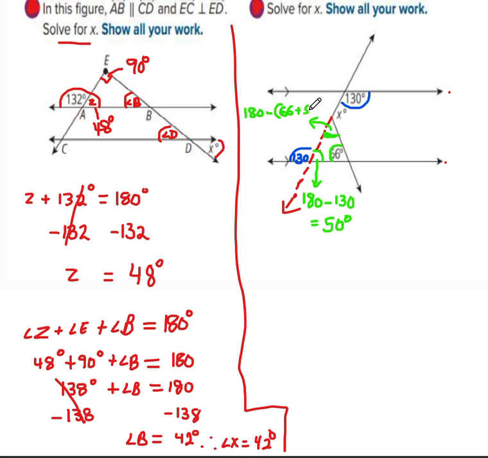Alright, so let's see what this gives us now. 180, take away 66 plus 50. Now 66 plus 50 is going to give us 116. And then when we take 116 from 180, we get 64. So the answer here is 64 degrees. So what do we know now? What we know is that the angle at this green arc right here is 64 degrees.